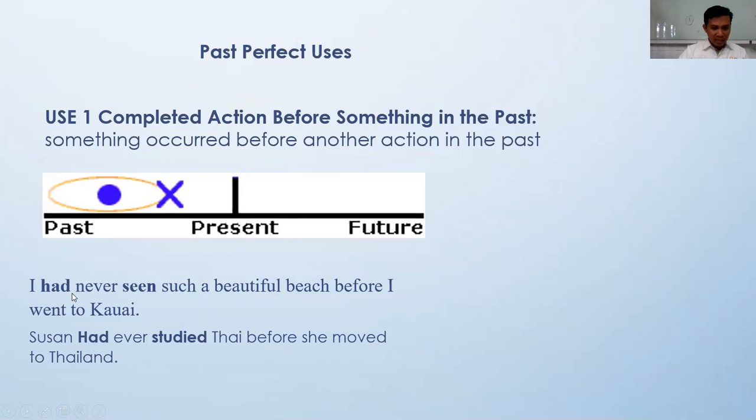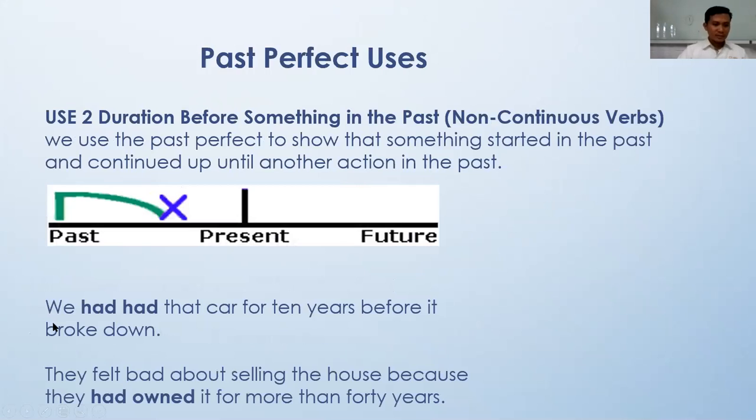Past perfect tense, and then before, and then simple past. Past perfect tense, before, and simple past. So here, we had that car for 10 years before it broke down. Past perfect, before, and simple past.